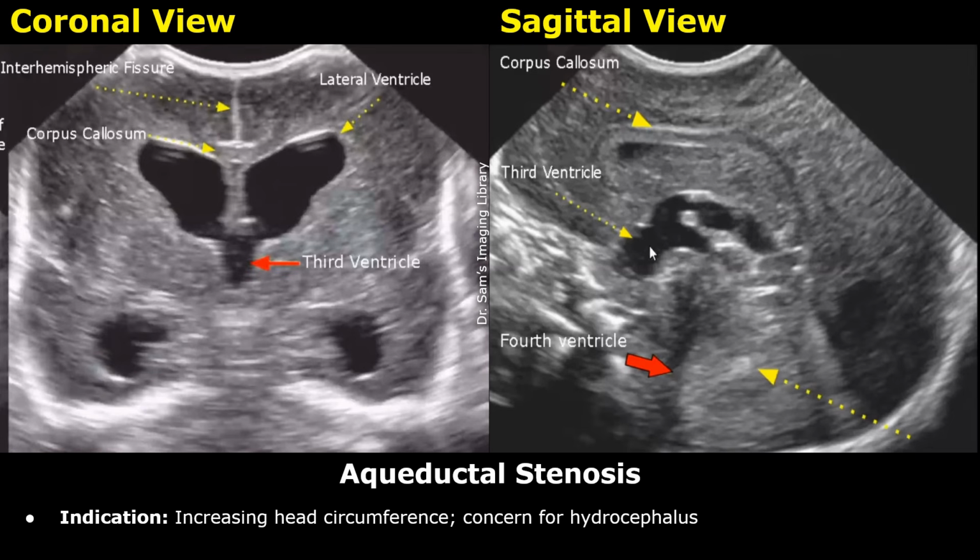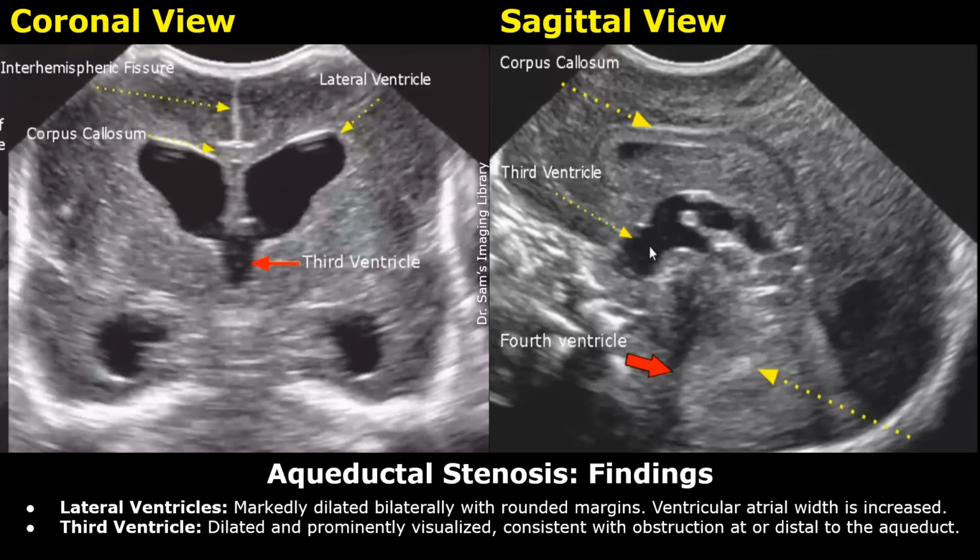Our next case is aqueductal stenosis. Indication: increasing head circumference. Concern for hydrocephalus. Lateral ventricles, markedly dilated bilaterally with rounded margins. Ventricular atrial width is increased. You can write the size of the ventricles here. Third ventricles, dilated and prominently visualized, consistent with obstruction at or distal to the aqueduct.